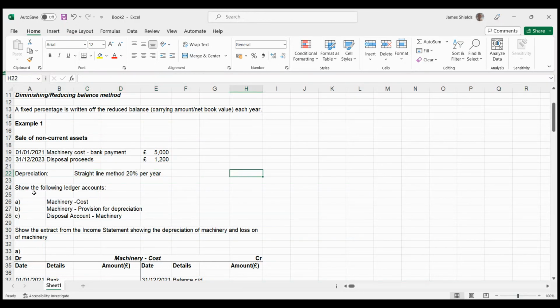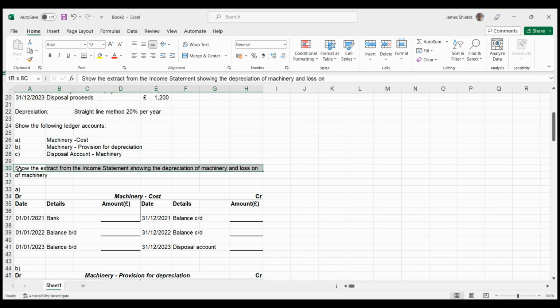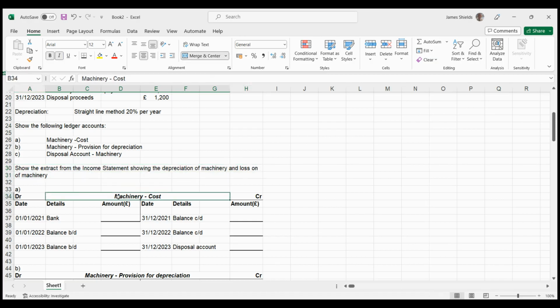Now this is what we've got to do. Show the following ledger accounts. So A, the machinery cost account, B, the machinery provision for depreciation account, and C, the disposal account for machinery. And finally, we're to show the extract from the income statement showing the depreciation of machinery and loss of machinery on disposal. So this is the machinery cost account.